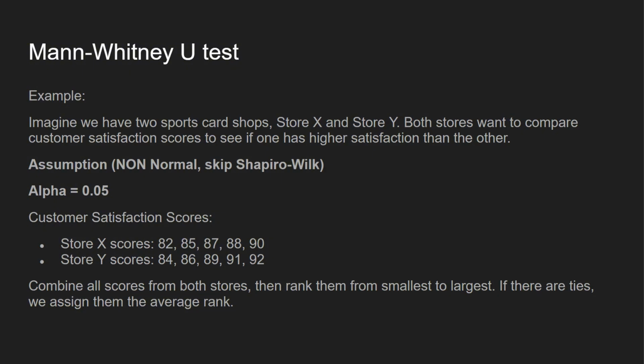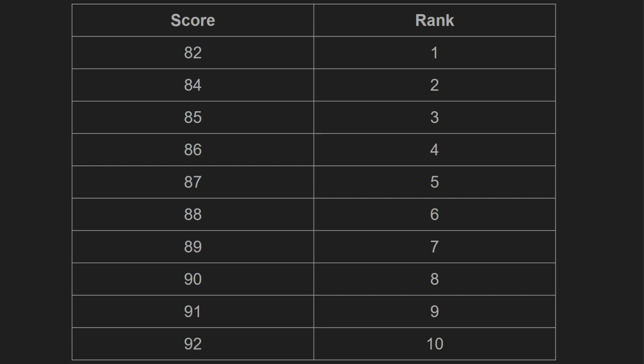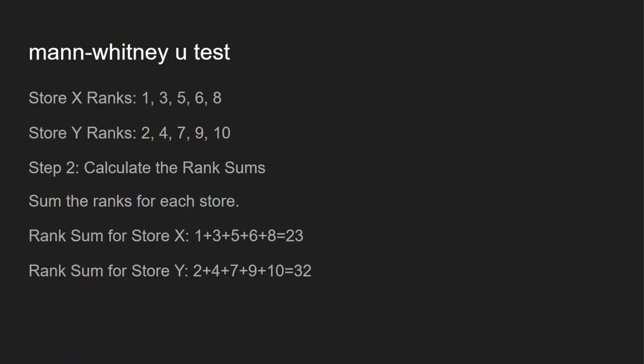Combine all the scores from both stores, then rank them from smallest to largest. If there's a tie, we use an average rank. So here are the scores, 82 through 92, and here are the ranks associated with them, 1 through 10. Store X has ranks 1, 3, 5, 6, 8. Store Y has 2, 4, 7, 9, and 10.